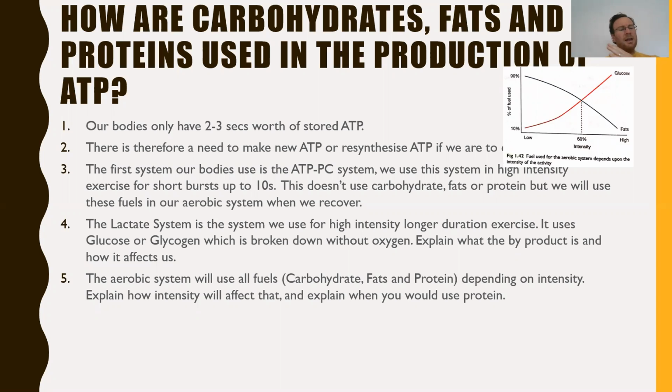So in high intensity exercise, that ATP PC system is used for that first burst of activity. We use that system in high intensity exercise for short bursts up to 10 seconds of maximal output. It doesn't use carbohydrate, fats or protein, it doesn't use any of them.